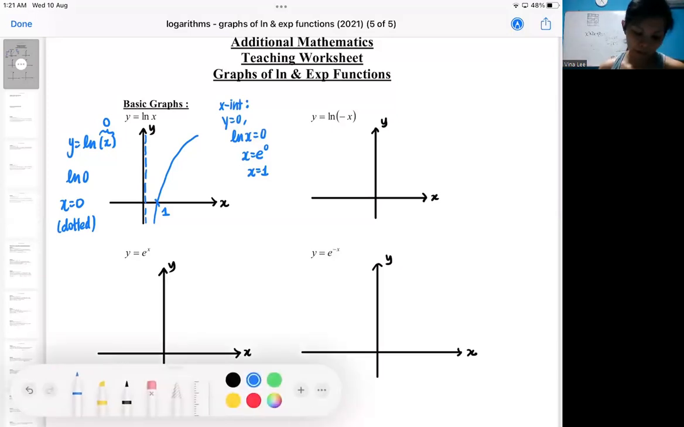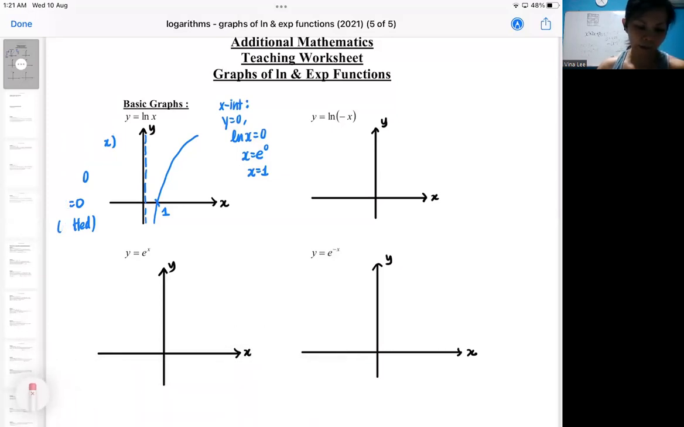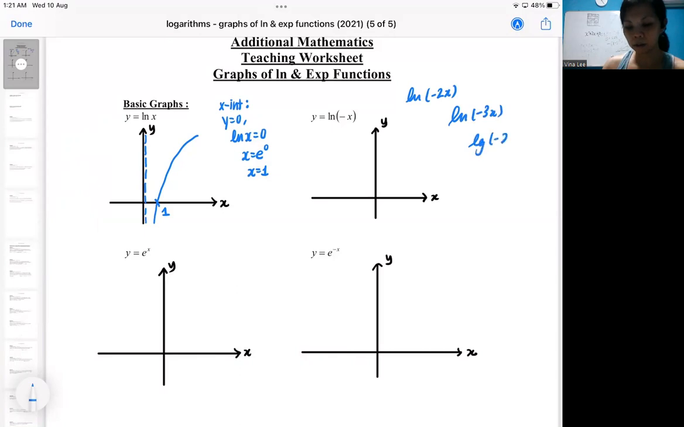Okay, so same thing for the other case. If x is negative, in the next part you will see minus x. So it can be ln minus 2x, ln minus 3x. It can be lg minus x. Generally, the shape will look like this. And it also comes with a dotted line because you will also get a math error if this is a 0. So this becomes the dotted line.